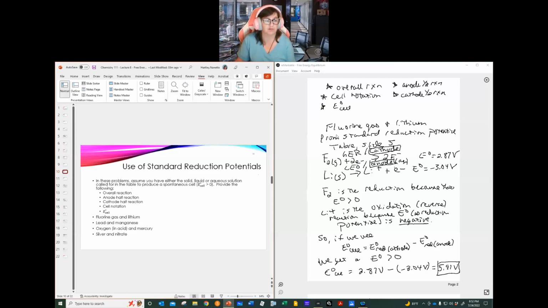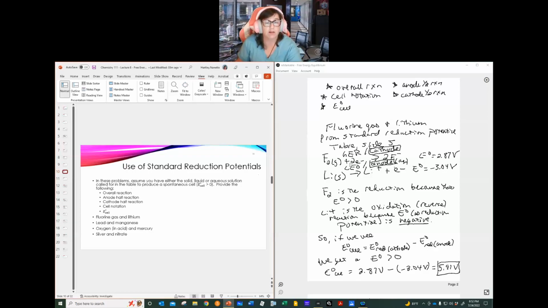reaction. I've asked for fluorine gas and lithium. From the standard reduction potential table on slide 5, I took F2 plus 2e minus goes to 2F minus with an E naught of 2.87 volts. I have lithium solid going to Li plus and an electron. That's E naught equals negative 3.0 volts.